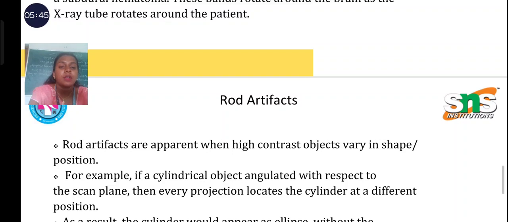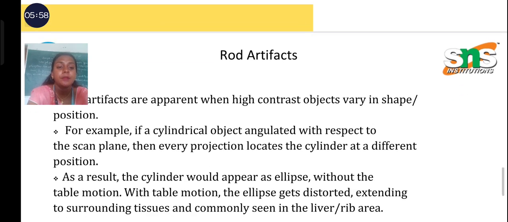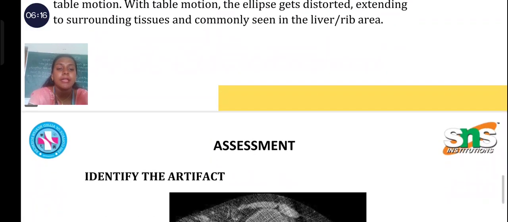Rod artifacts. Rod artifacts are apparent when high contrast objects vary in shape or position. For example, if a cylindrical object is angulated with respect to the scan plane, then every projection locates the cylinder at a different position. As a result, the cylinder would appear as an ellipse without the table motion. With the table motion, the ellipse gets distorted, extending to surrounding tissues, and is commonly seen in the liver or rib area.